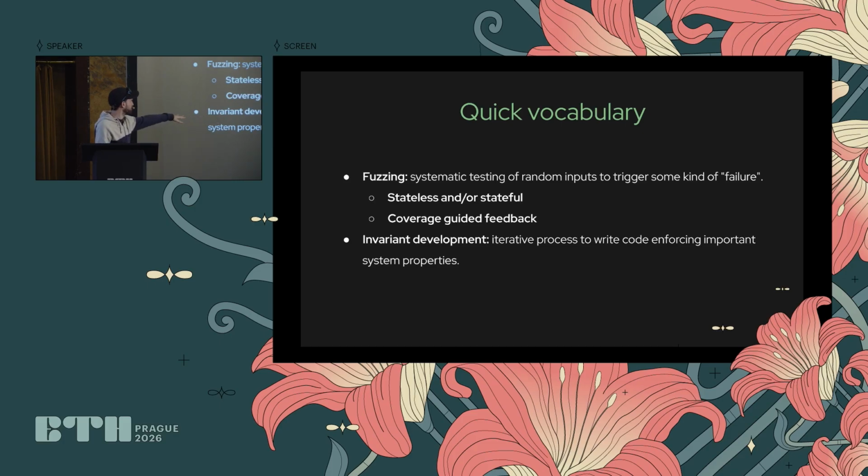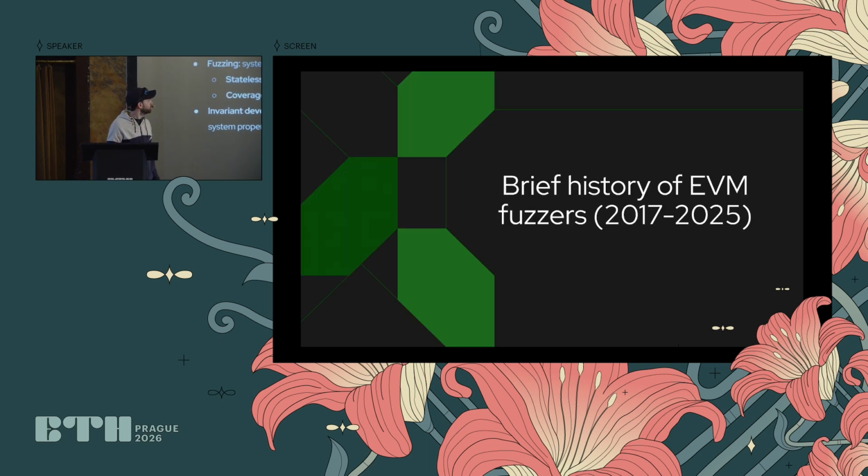And the other thing that is important for this talk, invariant development, is something from the last years. It's a way to develop smart contracts in which you have a list of properties that you want to enforce in your contract, and you develop your smart contract making sure that at each step you enforce these important system properties. You usually use fuzzers, but you can use other tools. You can use static analysis, you can use formal verification, but in this case it will be for this.